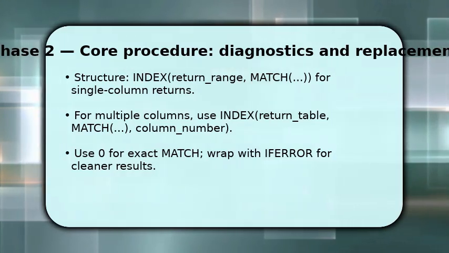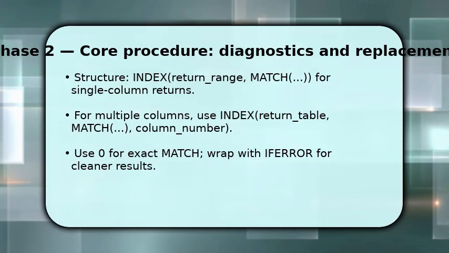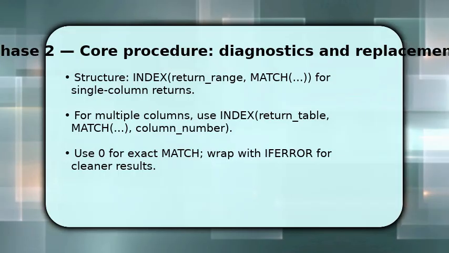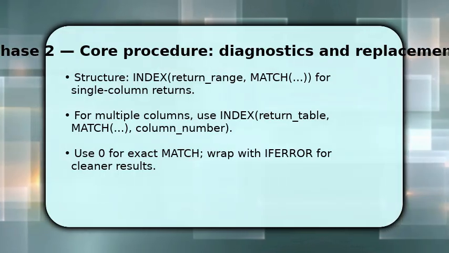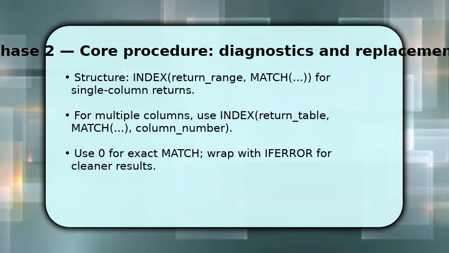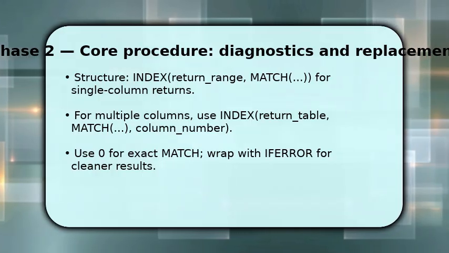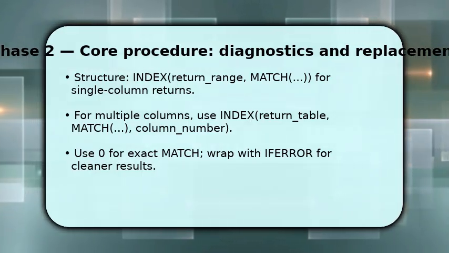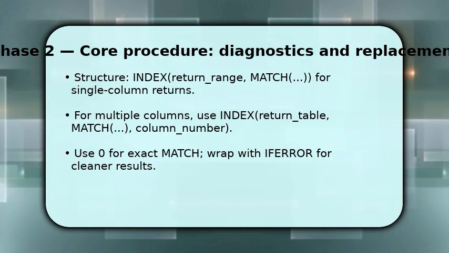If you need a specific column inside a multi-column table, add the column number: INDEX, table, MATCH, 3. Once done, consider wrapping MATCH inside IFERROR to handle missing values. Also, make sure to use absolute references for ranges, so copying the formula across rows preserves the lookup ranges.